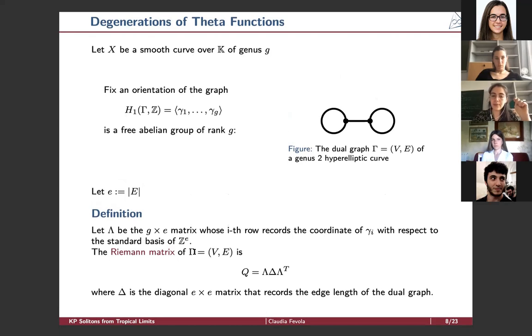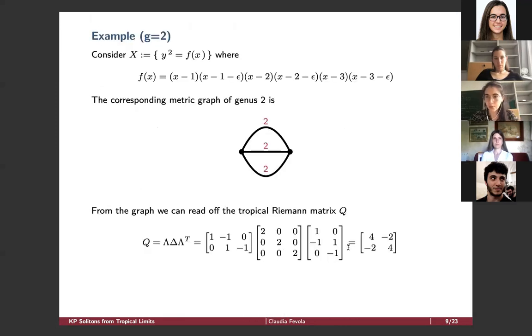And then the Riemann matrix of the graph will be given by the product of lambda times delta times lambda transposed, where delta is a diagonal E by E matrix that records the edge length of the dual graph. And now we see an example that I hope will clarify all this construction.